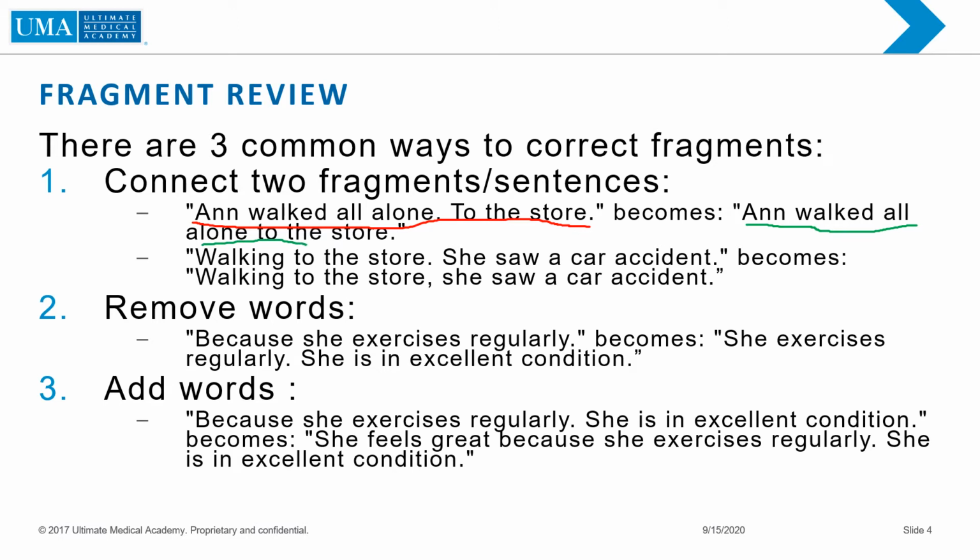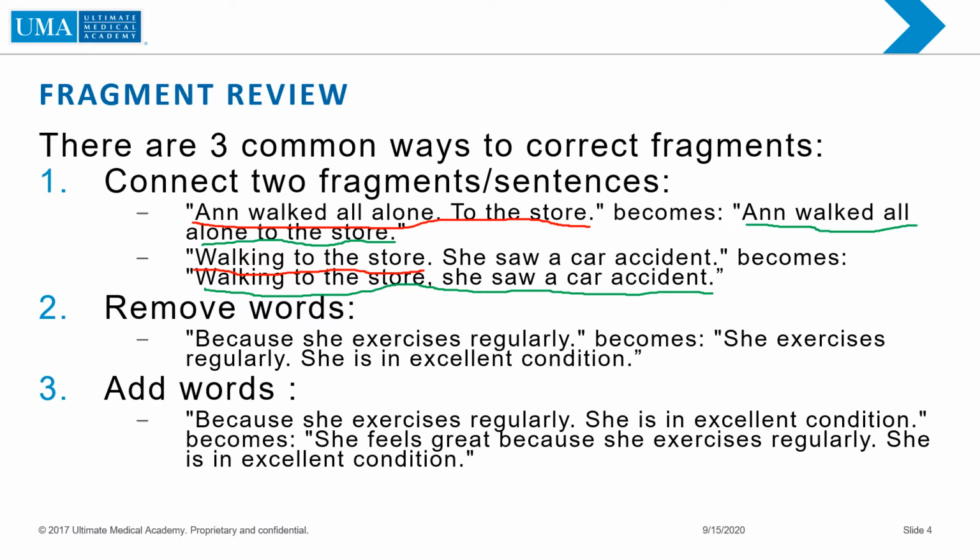Okay, which is the correct way to fix it. Okay, so Anne walked all alone, period, to the store. Okay, this is going to become Anne walked all alone to the store. Okay, next, walking to the store, period, which is a fragment. Okay, and then we have a sentence that says she saw a car accident. What we're going to do now is fix that, and now it's going to be walking to the store, she saw a car accident.